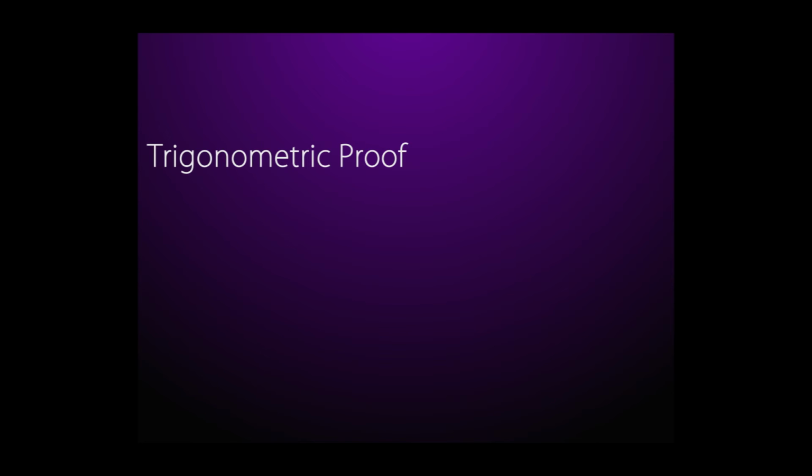Our last topic is trigonometric proof. And what this means is equalities that involve trigonometric functions. Our problem is cotangent x plus tangent x equals secant x times cosecant x.